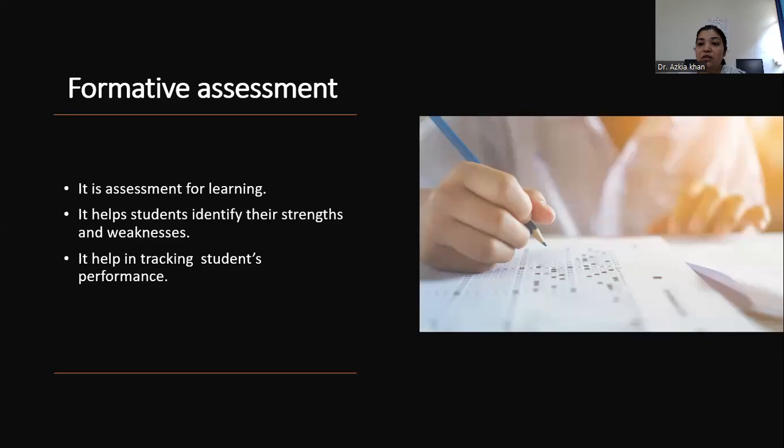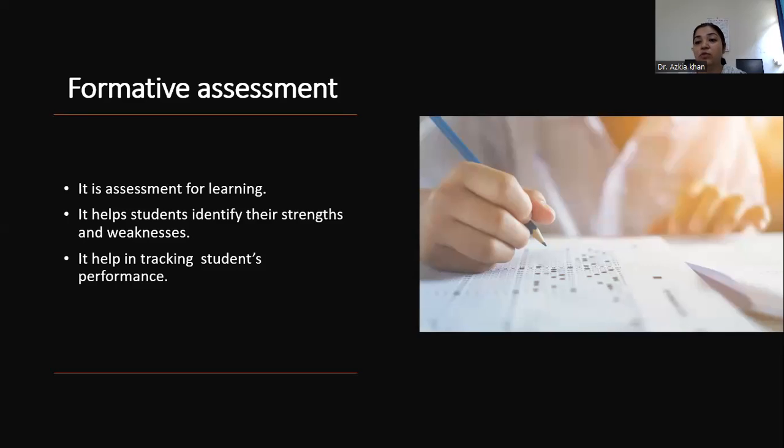So it is formative assessment. That is, it is for the formation of your learning process. This type of formative assessment takes place simultaneously with your learning process. That means throughout the learning process, this assessment goes on to find out that we are proceeding in the learning process, and that you are gaining the knowledge in the same way.